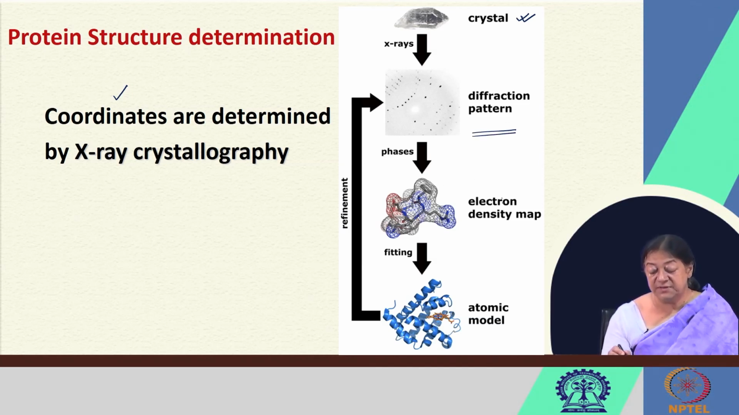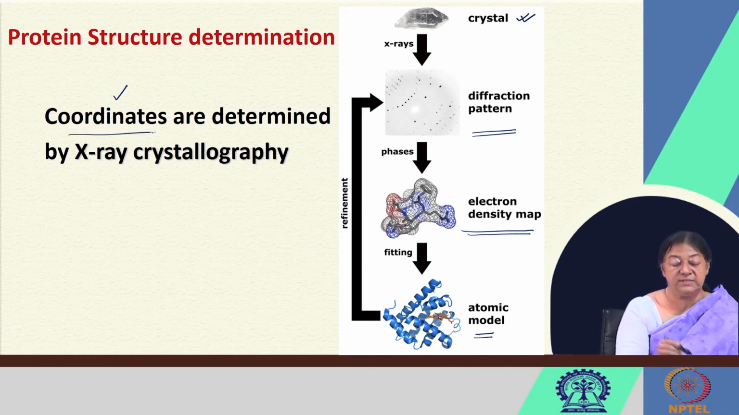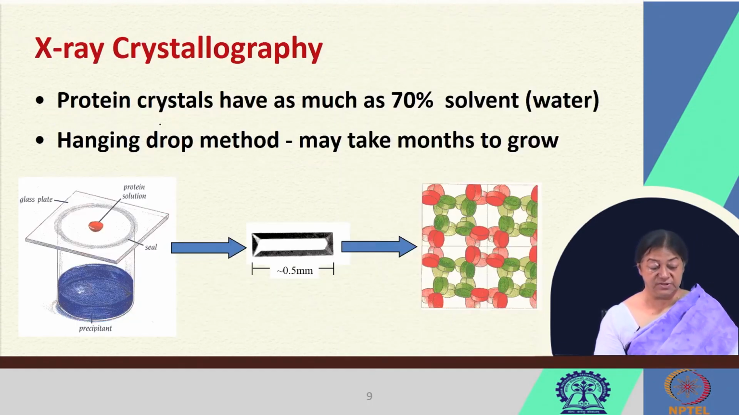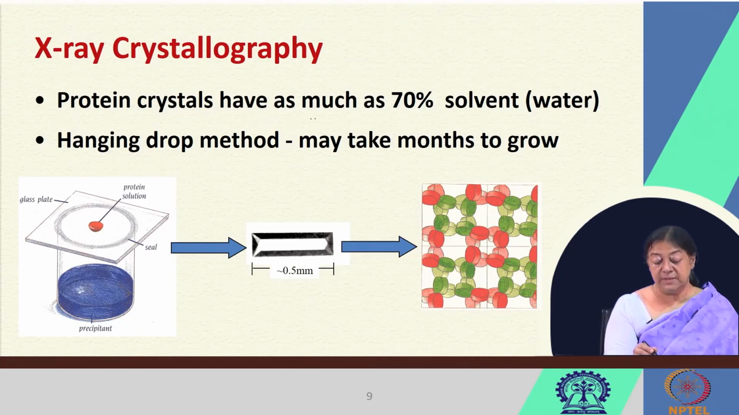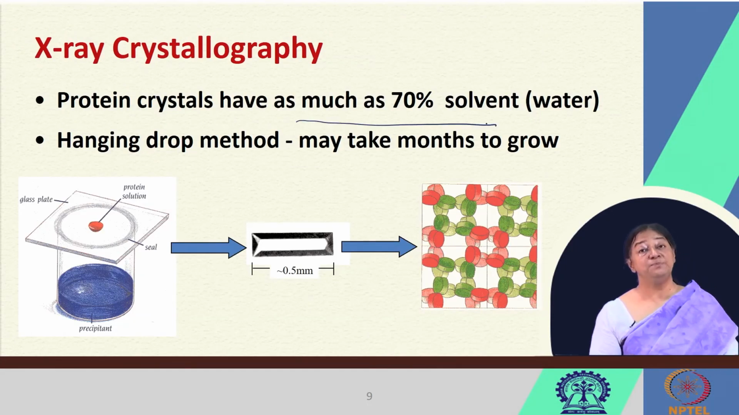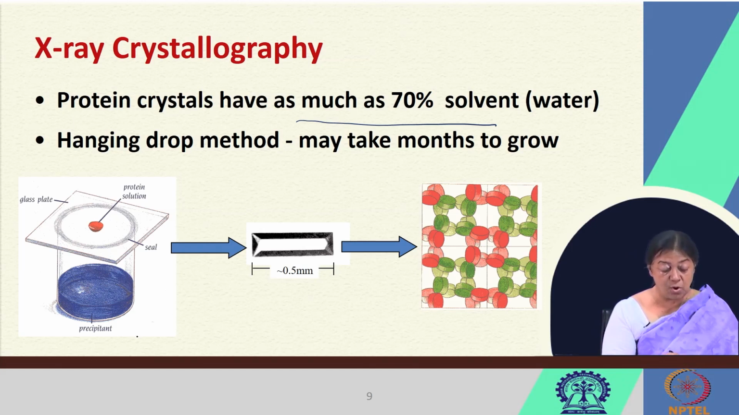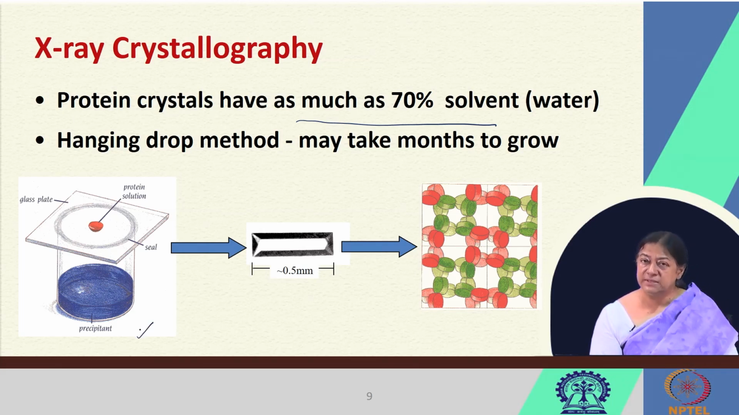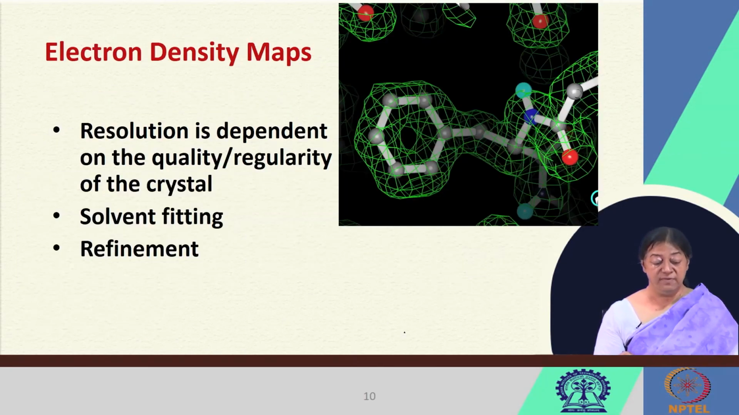This then has different electron density maps that are created from this, giving us an atomic model. There is constant refinement of this atomic model to lead to the coordinates that are going to be determined by X-ray crystallography. Now, protein crystals themselves have as much as 70% of water, which makes them very difficult to grow. One of the methods of growing is called a hanging drop method. They may take months to grow, and then on top of that, to solve the structure is also very difficult.